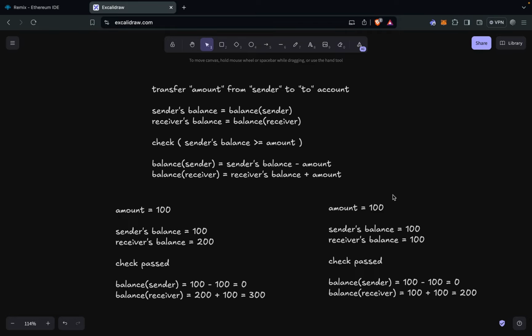But in the case where sender tries to send tokens to their own account, which means they are calling the function with some amount and the to value is the same as the sender's account.